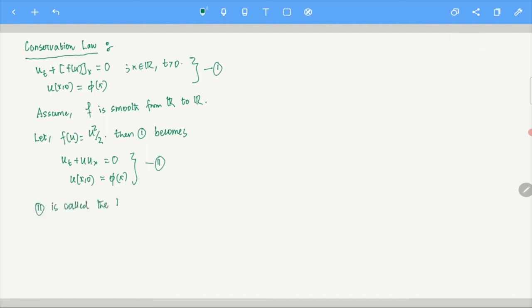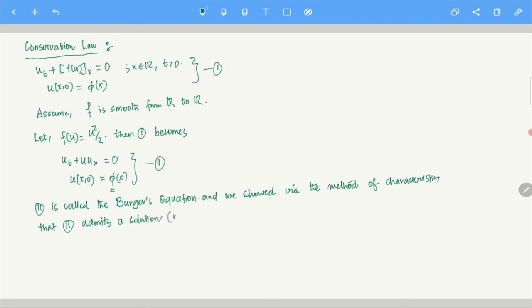Equation 2 is called the Burgers equation, and you remember we have solved this too. I don't remember the exact video, but we talked about a particular phi in an earlier video. It was the last video where we discussed the first order quasi-linear case. We showed via the method of characteristics that 2 admits a solution.